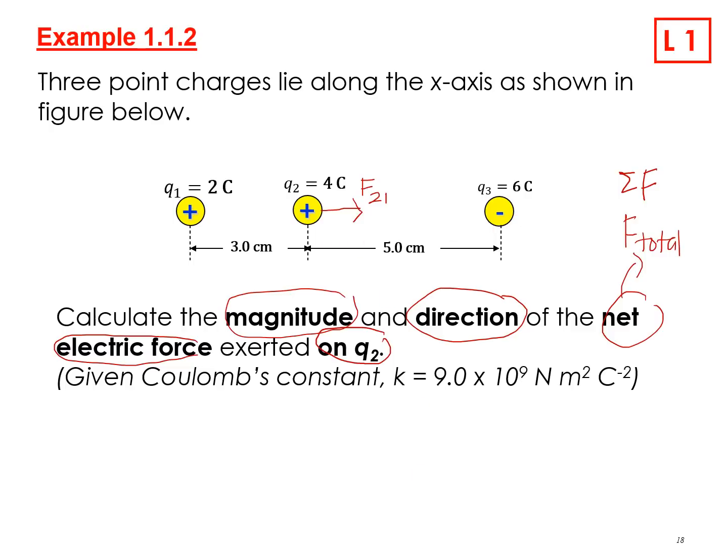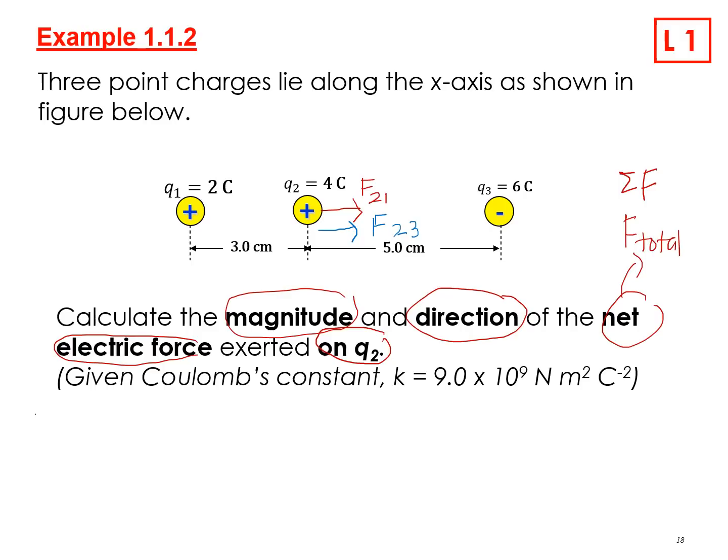So Q2 is attracted to Q3, so suppose you move toward it. Okay, so that's the direction for the electric force on charge 2 due to charge 3. Okay, so here, how many electric forces act on Q2? So we have two electric forces acting on Q2.